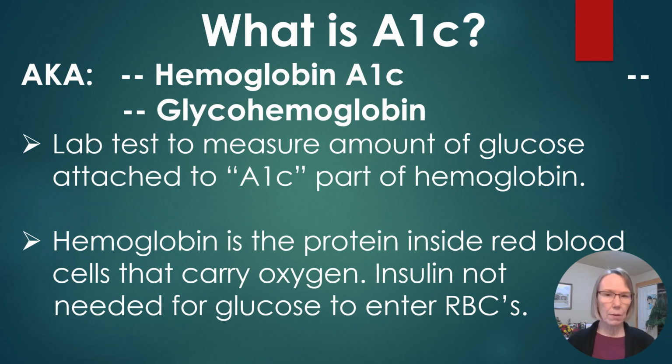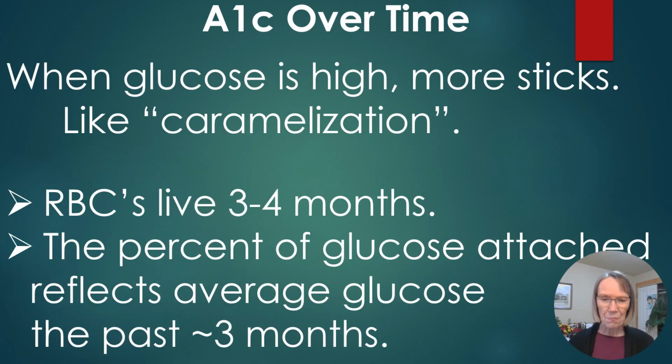bone marrow is making new red blood cells, and every day old blood cells, after they've had their lifespan of 3 or so months, go away. So when they draw a sample of blood, there are new cells and old cells in there, and they measure the amount of sugar that is attached. The amount of sugar attached correlates to what your blood sugar is over the span of the cells in that sample. So it's pretty cool. That's what caramelization is in cooking. Same idea.